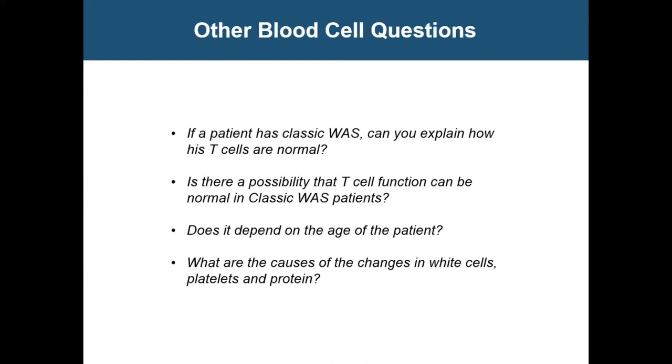Is there a possibility that T cell function can be normal in a classic patient? I guess we need to discuss what T cell function means and what studies have been done to call it normal. In a classic patient, I would expect that at least they would not respond to stimulation with OKT3, and possibly not produce IL-2. So it depends what assays have been done. The age of the patient, yes, it could be. We have seen patients having normal responses to OKT3 initially, and they have become less responsive later on.